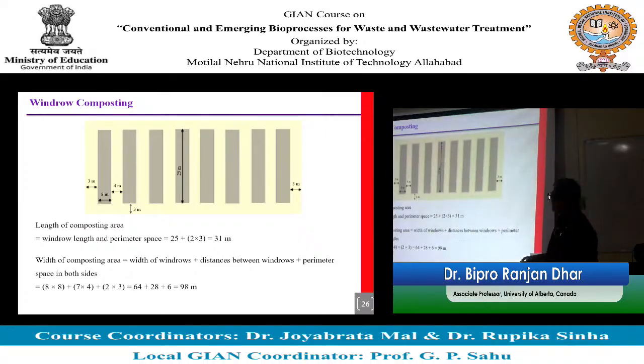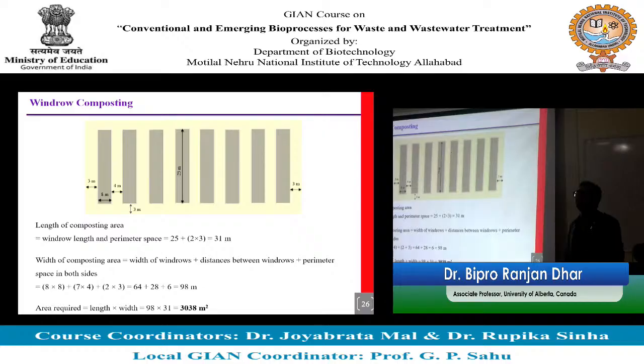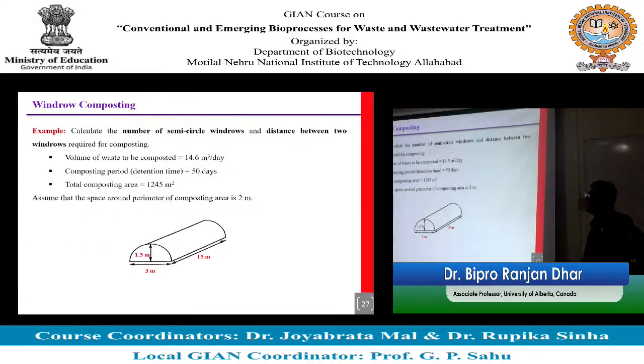So width is going to be 98 meters. So if I multiply 98 by 31, this is going to be my area. I'm going to need about 3000 square meter of footprint if I actually want to go with windrow composting. So another example, and after this example we can go for tea break.